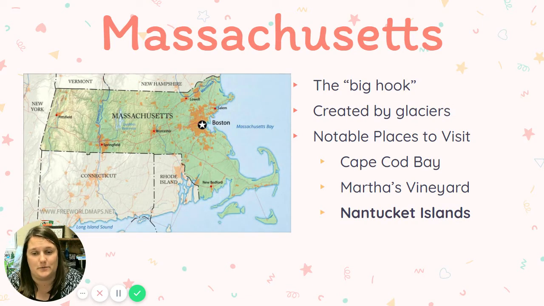Next, we have Massachusetts, which is an extremely interesting shape. So they call it the Big Hook because we have this area right here. Okay, so Massachusetts Bay is right here near Boston, but this is going to be your Cape Cod Bay right here is what it's called. A lot of the landforms here were created by glaciers, but Cape Cod Bay, which is right here, and Martha's Vineyard and Nantucket Islands, okay, are all going to be areas that are very notable in Massachusetts, including Boston.